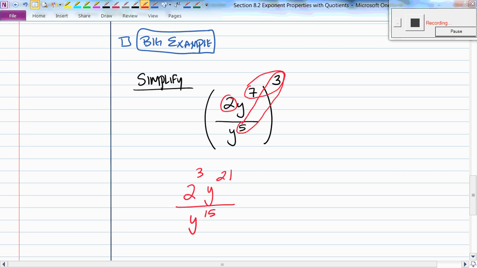Step 1. You guys good with that? Okay, good. Now, how much is 2 to the 3rd? 8. Very good. That's just 8. Now I have a base of y on the numerator and a base of y on the denominator. So therefore, I'm going to take y to the 21 minus 15. So I get a grand answer of 8 y to the how much? 8y to the 6.